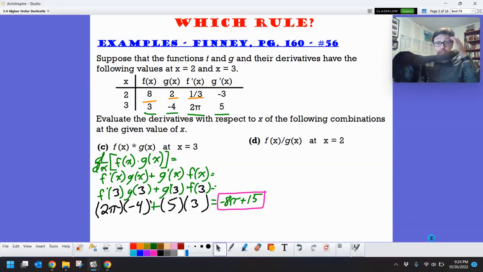If we've got a division, we need to do the derivative of the top times the bottom. Then we'll have a minus, and then the derivative of the bottom times the top.